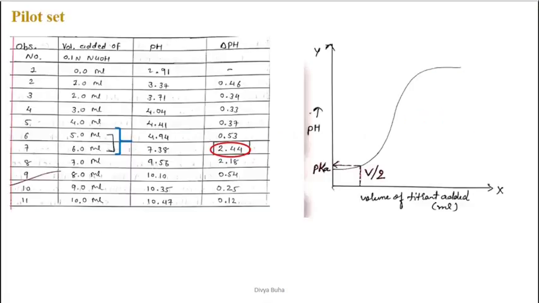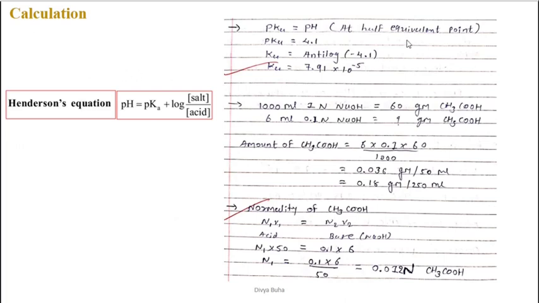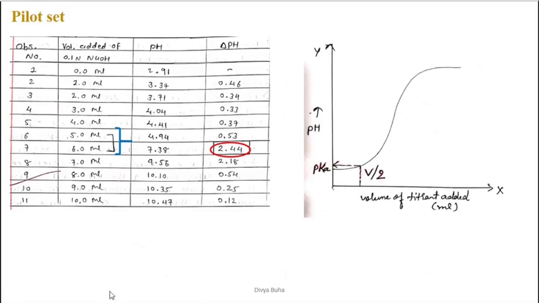Okay, so at half neutralization the concentration of salt and acid would be the same. At half neutralization, you can also call it the half equivalence point. Because at the equivalence point complete neutralization occurs, at half of the equivalence point the neutralization would be half. So you need to determine the half of the equivalence point value.